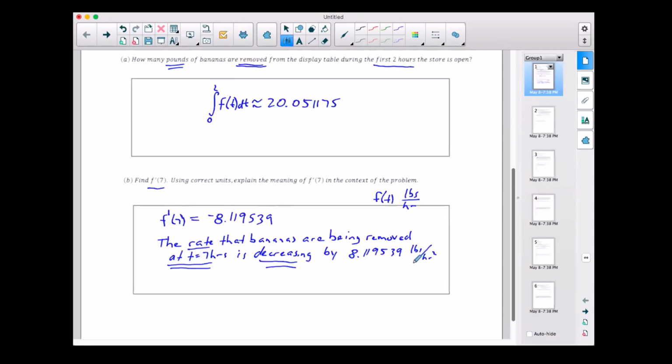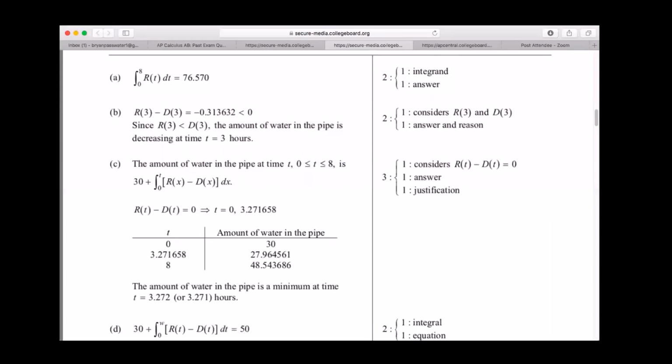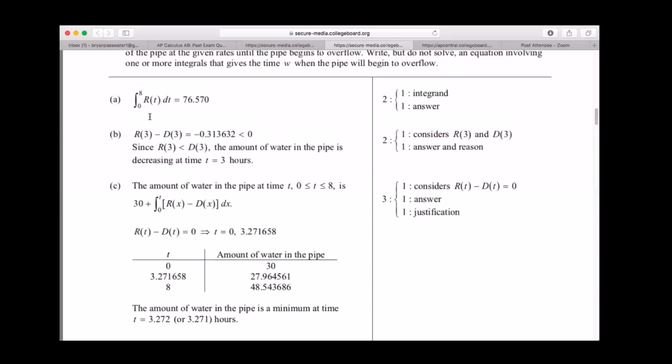And then you also want to make sure you always have the units. Students forget the units a lot, and you can't get the explanation point without having the proper units. So these are the things that we're looking for. Before we go on to part C, I want to show you the scoring of part A and B so you can see where our points are coming from. So in part A, it says you got 1 point for the integrand.